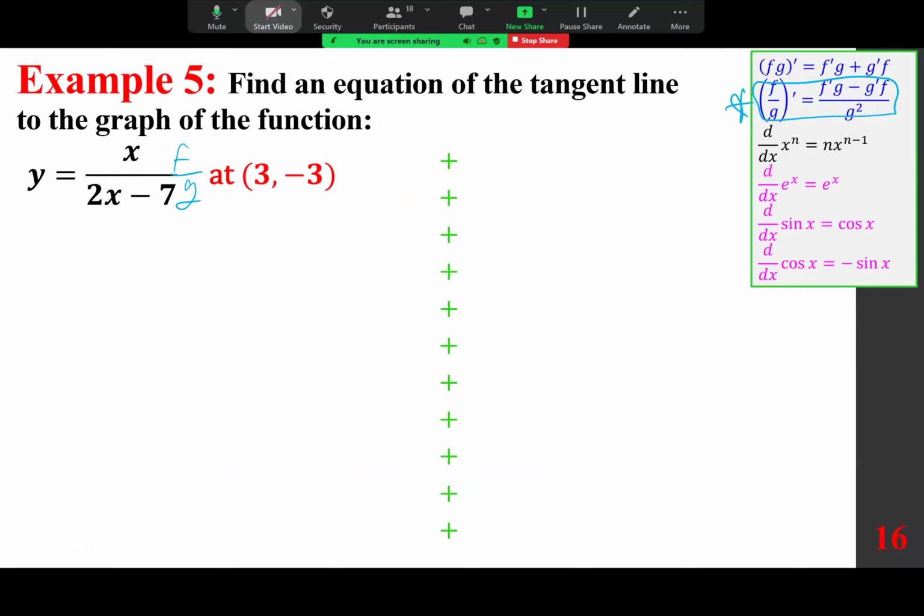So y prime is f prime. The derivative of the top is 1 times the bottom, 2x minus 7, minus the derivative of the bottom, g prime, is 2 times the top x, and just put the bottom in a parenthesis and square it. Again, I'm going to remind you, if I'm differentiating this, first I'm going to write the formula from memory and just follow that. It goes a lot faster than any other method, I promise you.